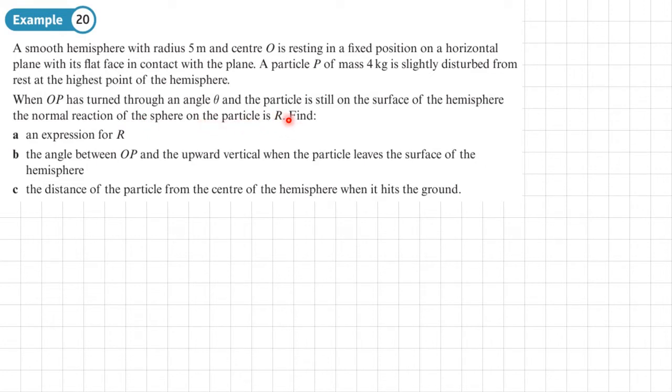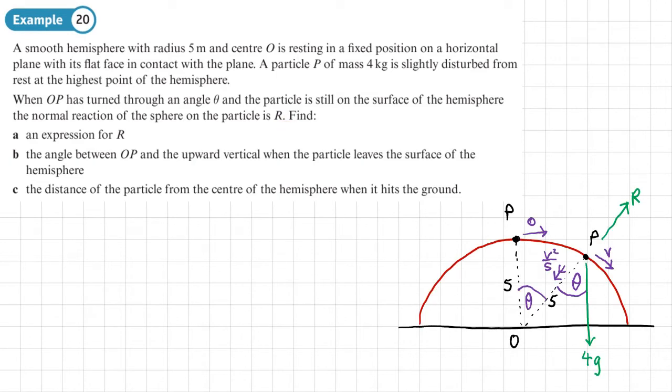There are some things we need to find, so the first thing we're going to do is start with a diagram. Okay, so here's my diagram. Particle P is marked. Its initial velocity is 0 because it says that it's disturbed from rest. The velocity at this point I'm just going to call V. Here's the normal reaction. Here's the weight of the particle. We've got the radius of the hemisphere here and the acceleration acting towards the center. This is the angle that it's moved through, theta. Now, because we have alternate angles here, this angle here is also theta.